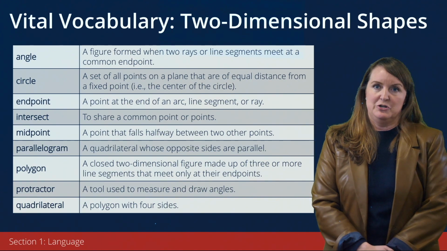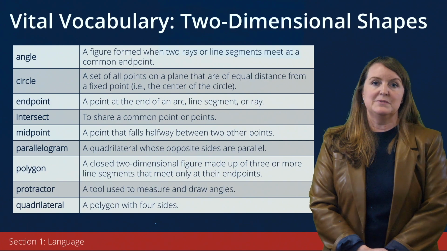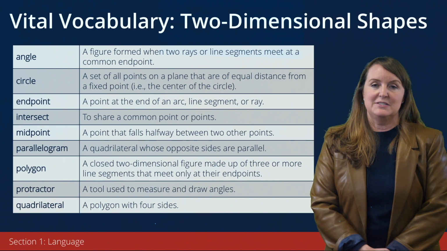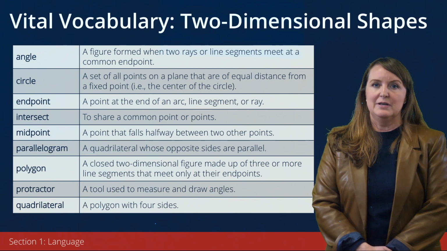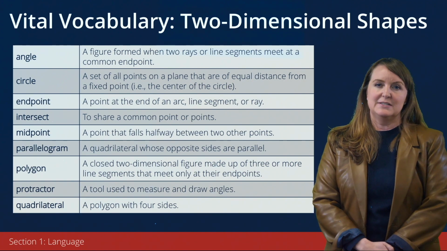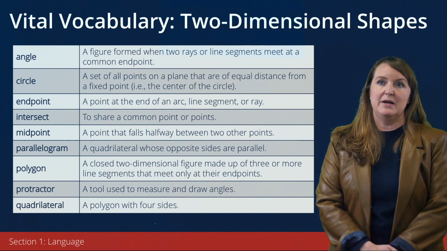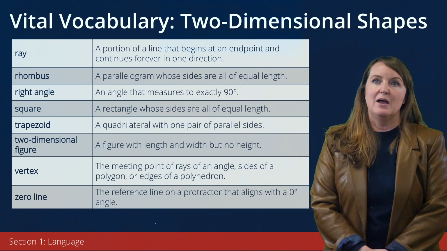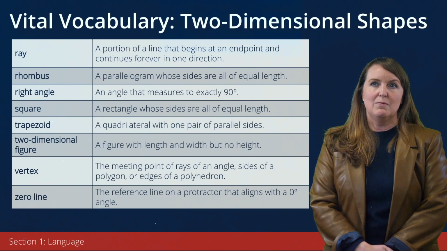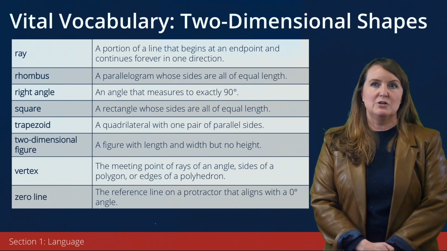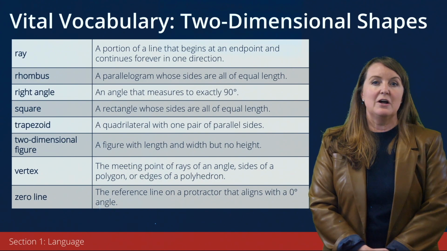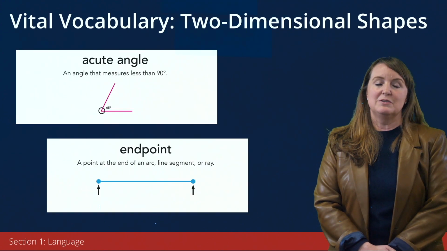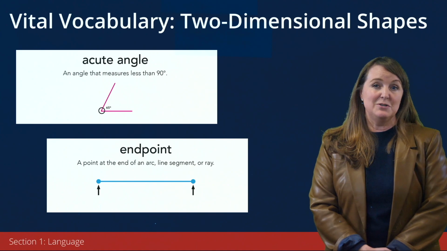I'll go ahead and review the terms, and I'd like you to think about each of these terms and whether your students would know these terms well. Let's start at the top. Angle, circle, endpoint, intersect, midpoint, parallelogram, polygon, protractor, quadrilateral, ray, rhombus, right angle, square, trapezoid, two-dimensional figure, vertex, and zero line.